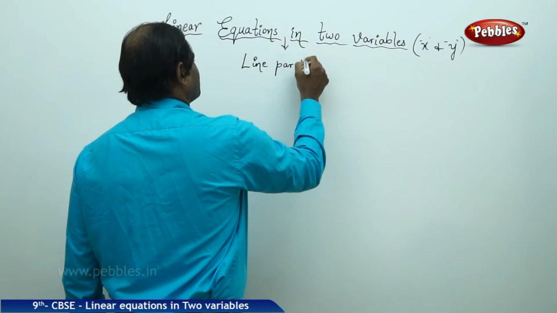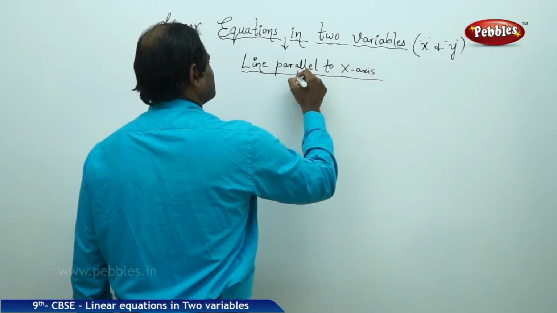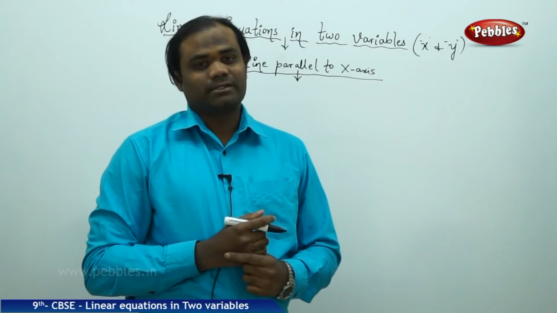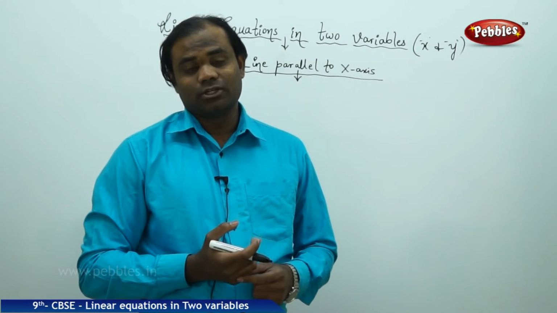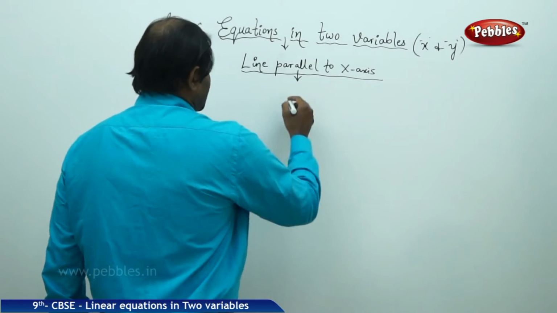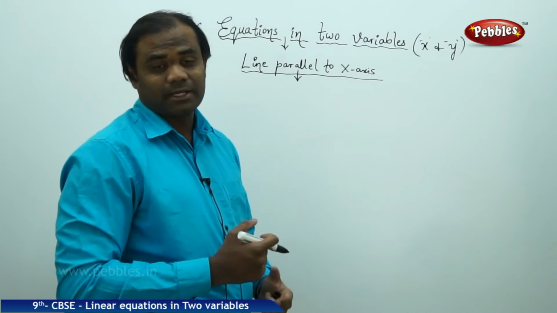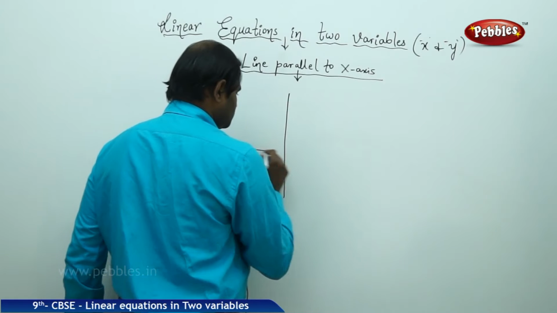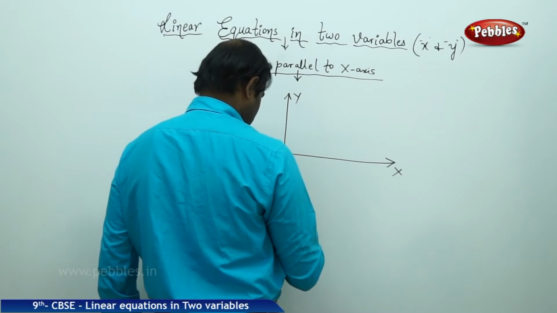Line parallel to x-axis. So let's take the first case of a line parallel to the x-axis. What would be the equation of a line parallel to the x-axis is what is the investigation in today's session. Let me take a Cartesian plane to investigate a line parallel to the x-axis and its respective form. So I take the x-axis and the y-axis and the origin.